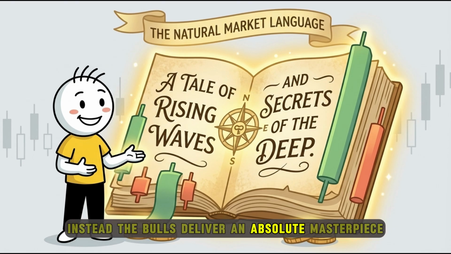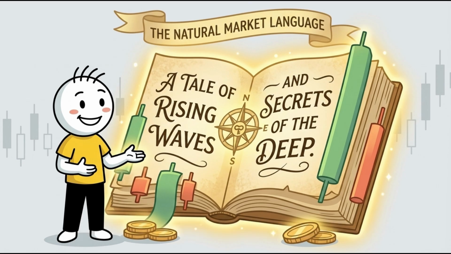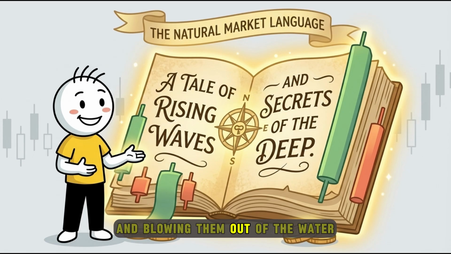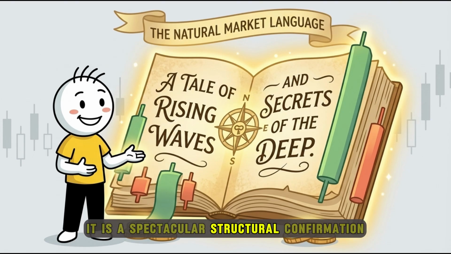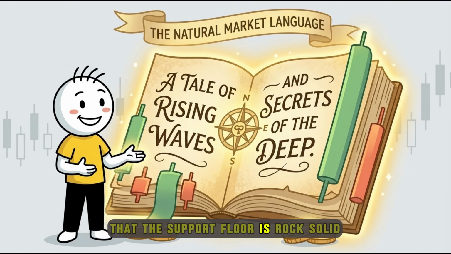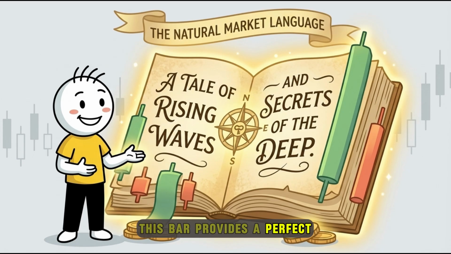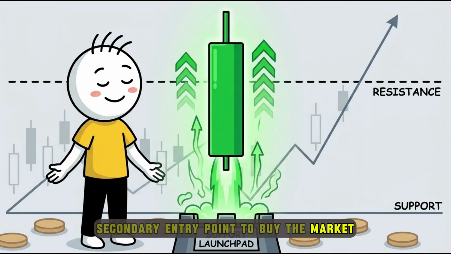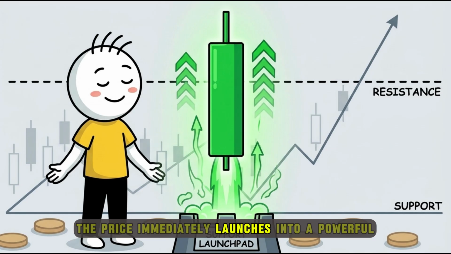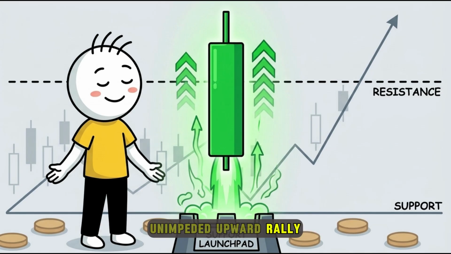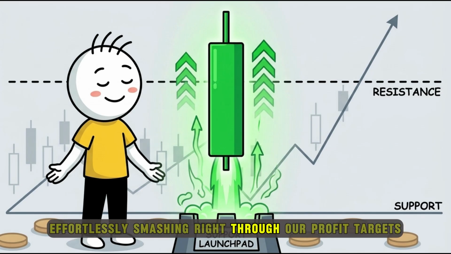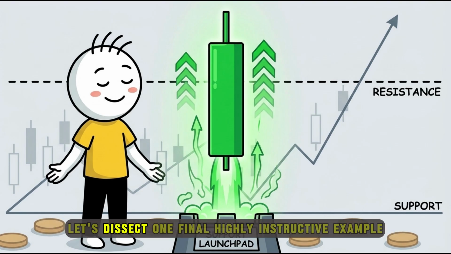Instead, the bulls deliver an absolute masterpiece. A massive high close bull candle materializes, completely vaporizing the sellers and blowing them out of the water. It is a spectacular structural confirmation that the support floor is rock solid and the buyers completely own this market. If you missed the initial breakout entry, this bar provides a perfect secondary entry point to buy the market. As you can see, the price immediately launches into a powerful, unimpeded upward rally, effortlessly smashing right through our profit targets. Let's dissect one final, highly instructive example.